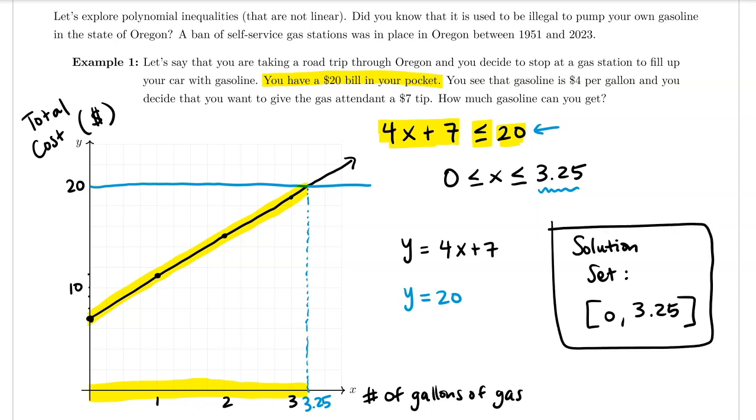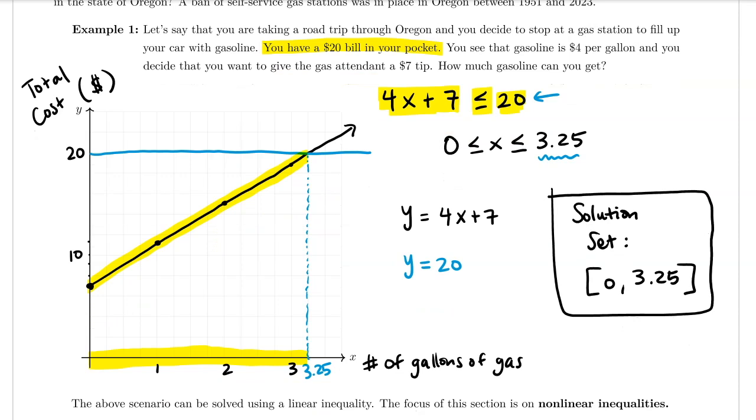So again, in other words, we can purchase anywhere between 0 and 3.25 gallons of gas, given that we only have a $20 bill. So let's recap. We wanted to solve this inequality, and we did it in two ways. We did it graphically by looking at the graphs and seeing when my linear function falls below the horizontal line y equals 20, and we also solved it algebraically. So in other words, the above scenario can be solved using a linear inequality. However, the focus of this section is on nonlinear inequalities.